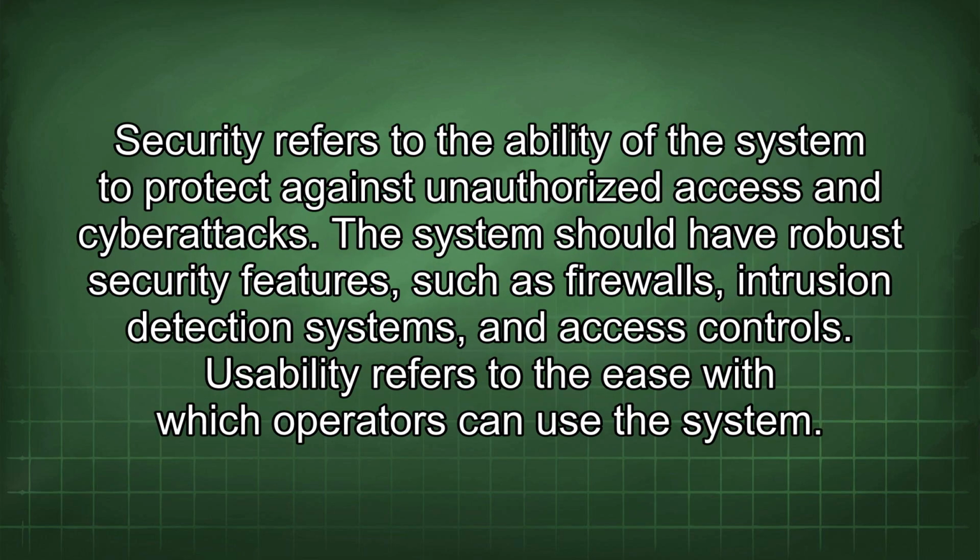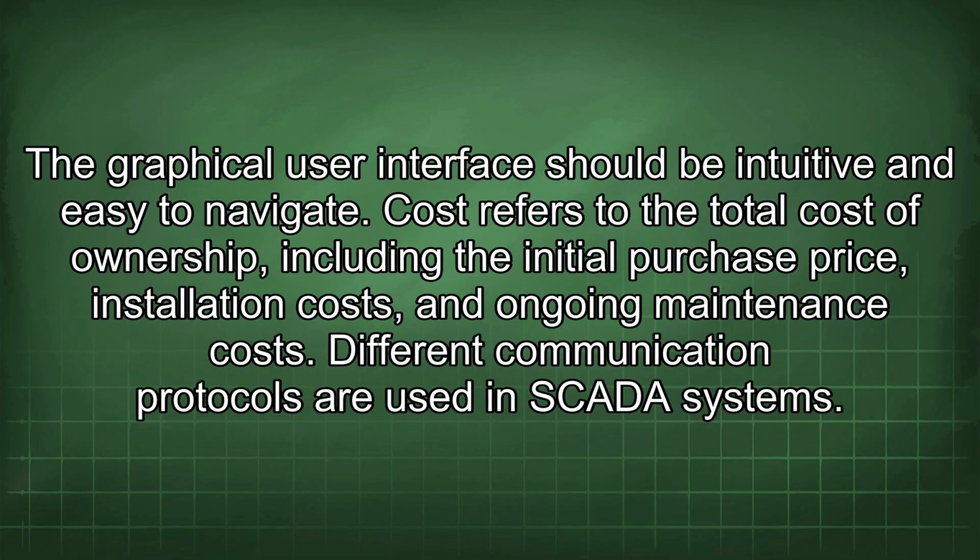Security refers to the ability of the system to protect against unauthorized access and cyber attacks. The system should have robust security features, such as firewalls, intrusion detection systems, and access controls. Usability refers to the ease with which operators can use the system. The graphical user interface should be intuitive and easy to navigate. Cost refers to the total cost of ownership, including the initial purchase price, installation costs, and ongoing maintenance costs.